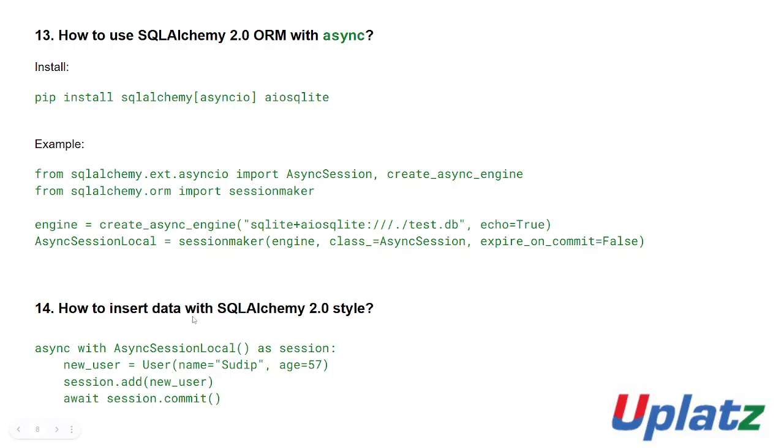14. How to insert data with SQLAlchemy 2.0 style. async with AsyncSessionLocal() as session: new_user = User(name="Sudeep", age=57), session.add(new_user). await session.commit(). You must use this one, await session.commit().